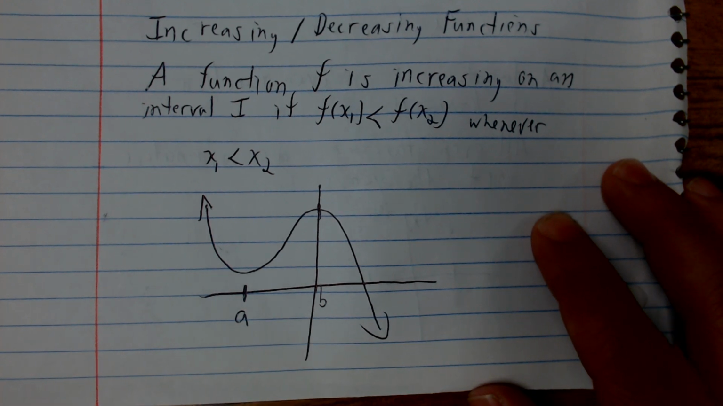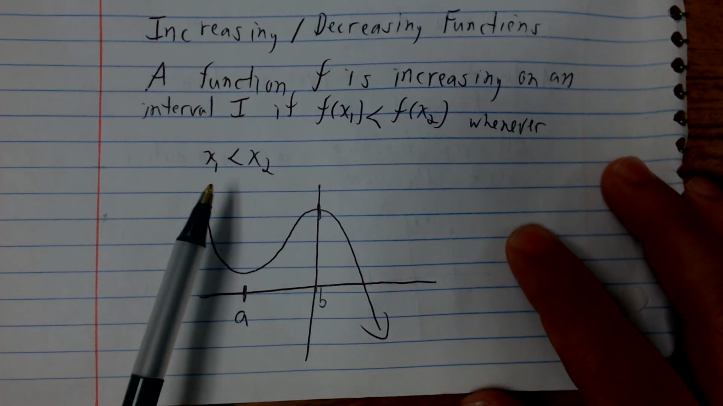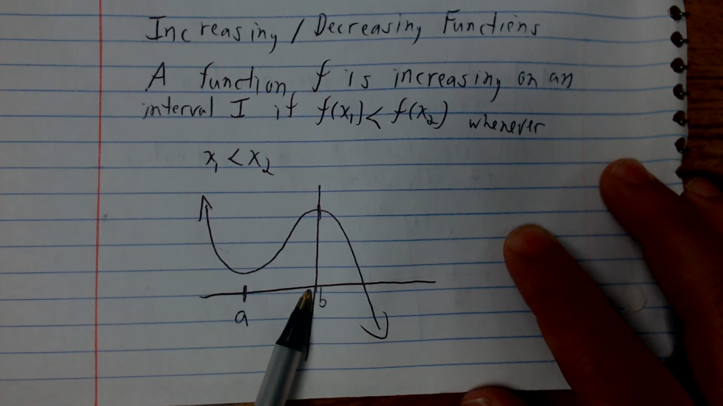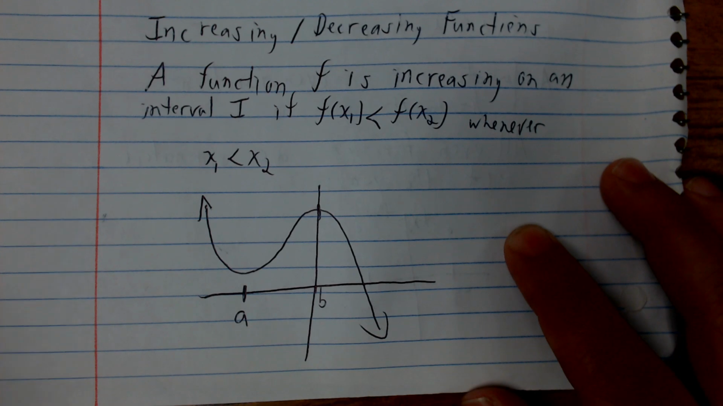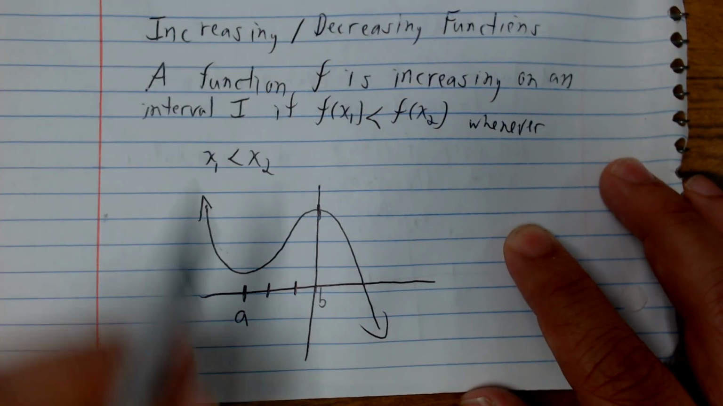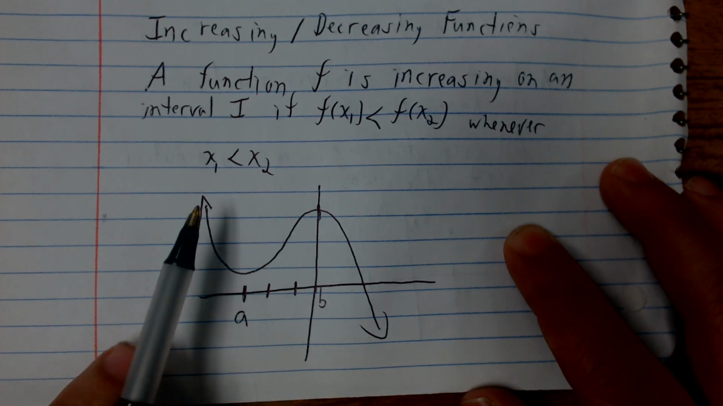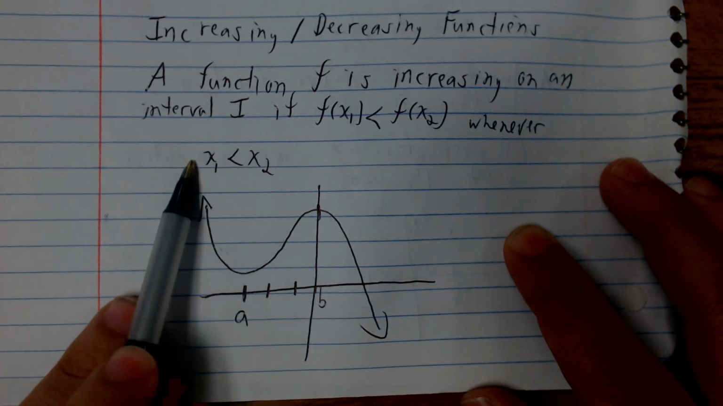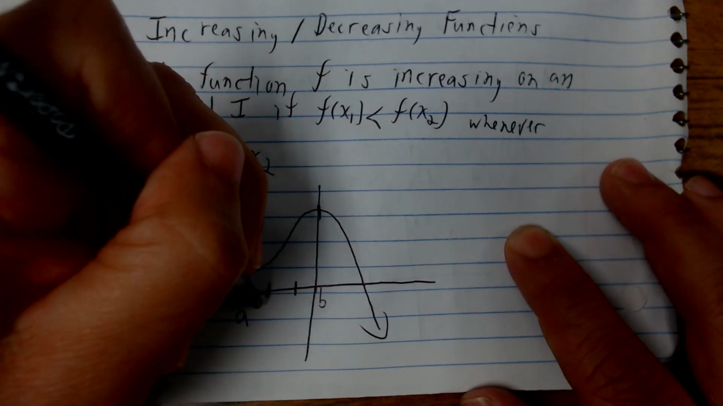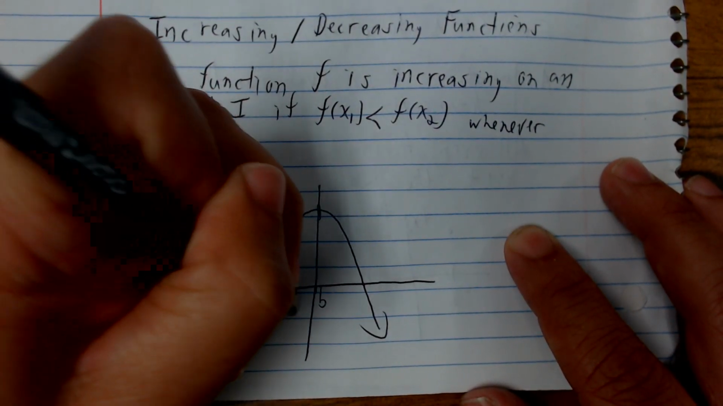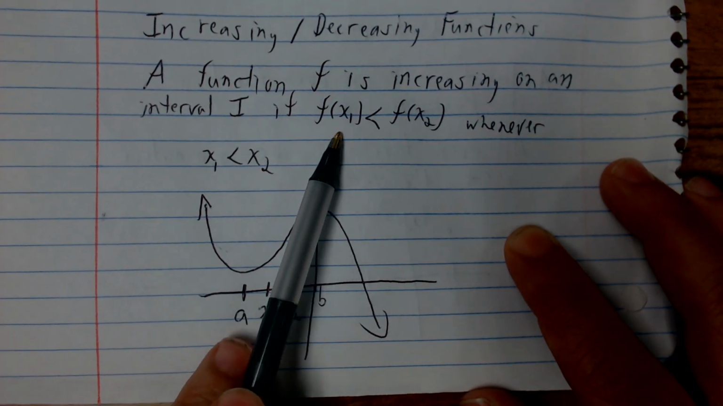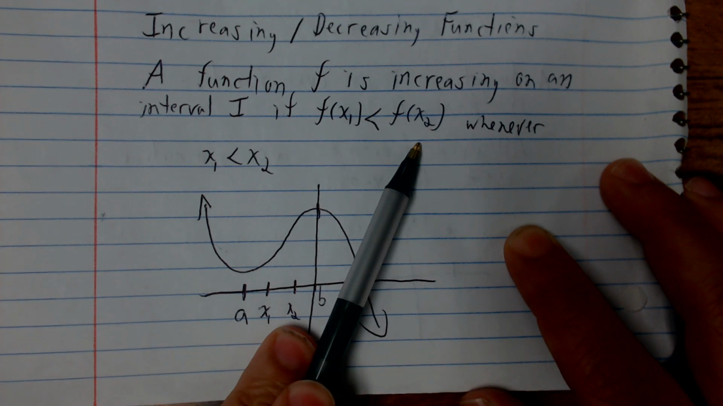Now here's what they mean by x sub 1 and x sub 2. We know that this function is increasing between a and b, and we know that for a fact. So what this definition is saying is, if you pick any two x values in that interval, and by the way, it has been defined that you call the smaller of the two x values x sub 1, and the other x sub 2, then if this is truly increasing, the y value at x sub 1 should be less than the y value at x sub 2.